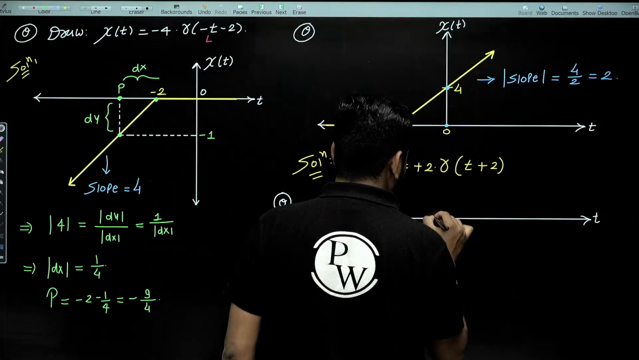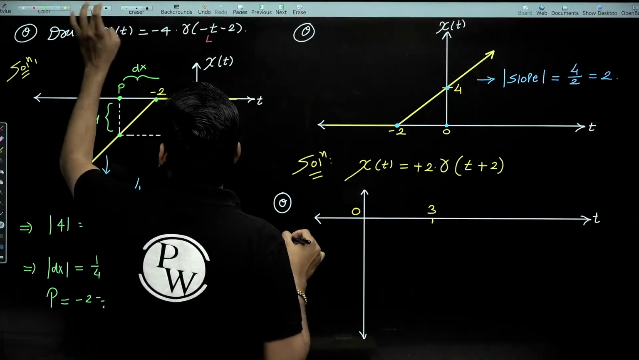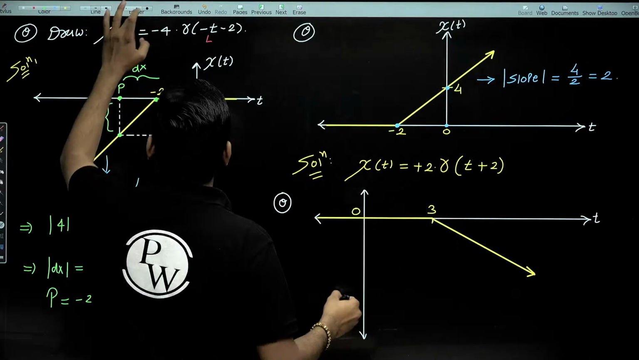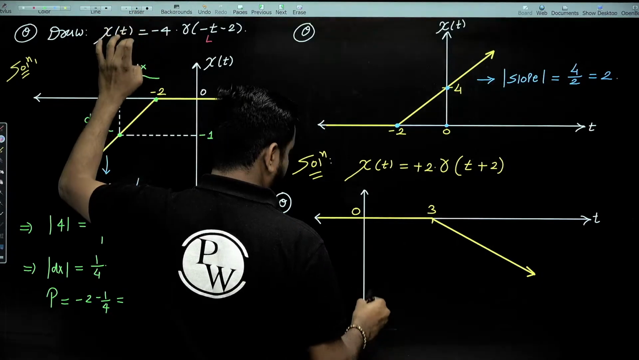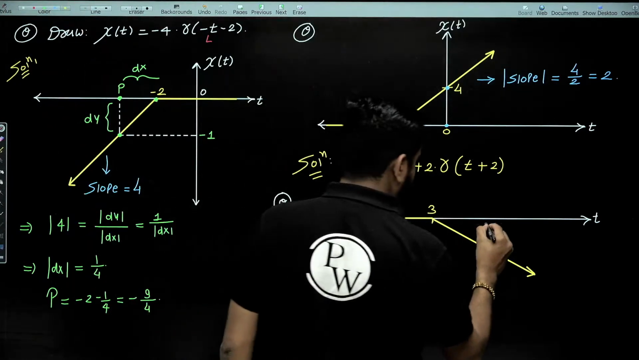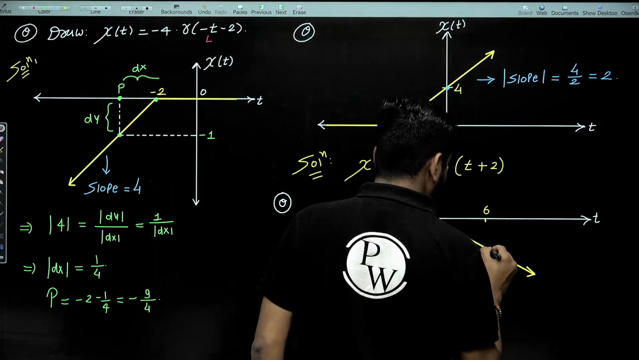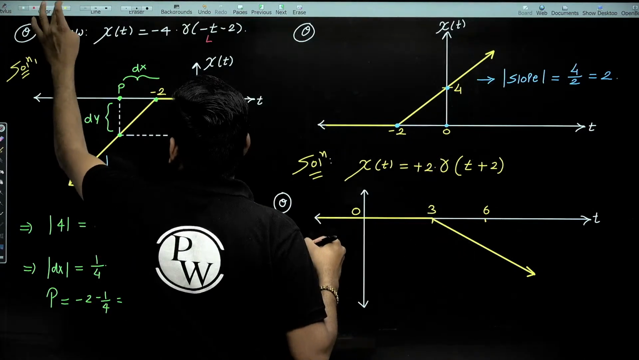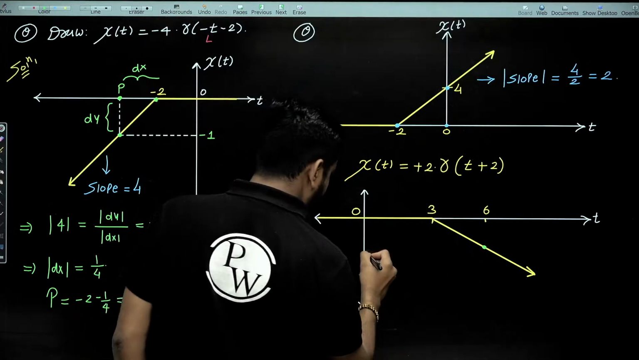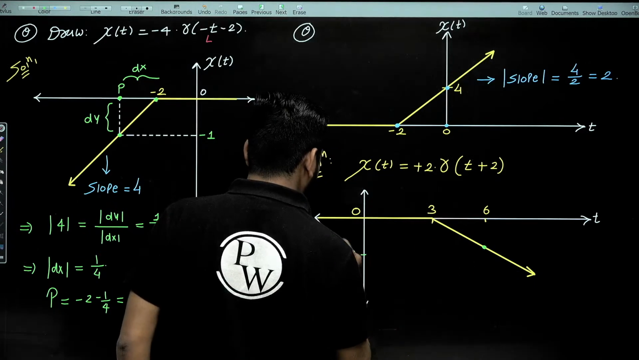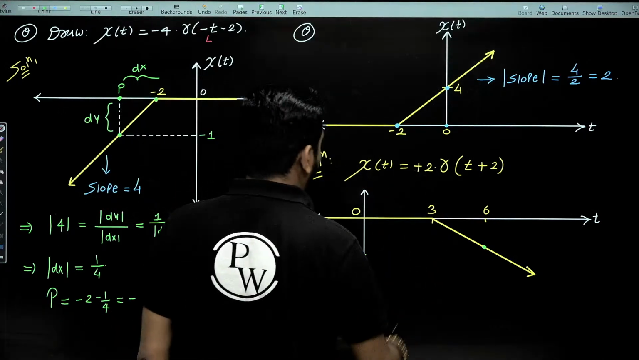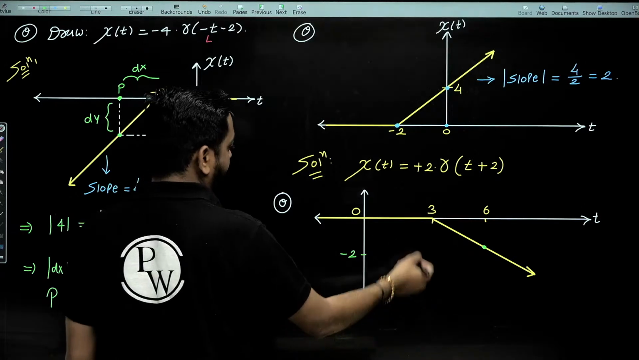Suppose this is 3, this is 6. At t equal to 6, the amplitude is given as 2, guys. Amplitude is given here, this is -2, negative amplitude. So write this in ramp format, guys. Second question.